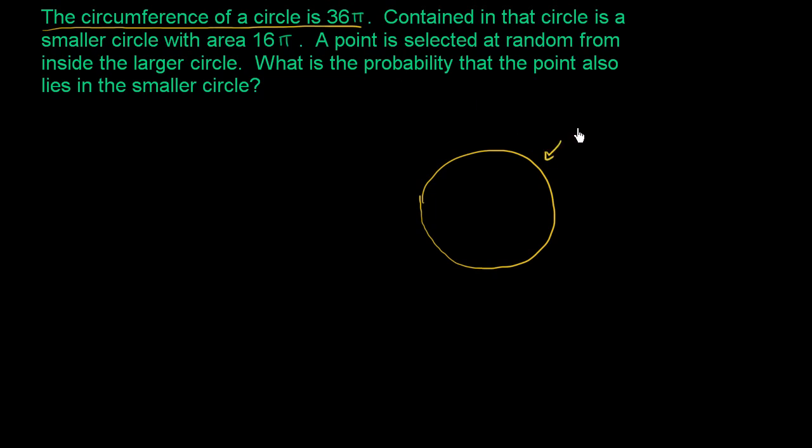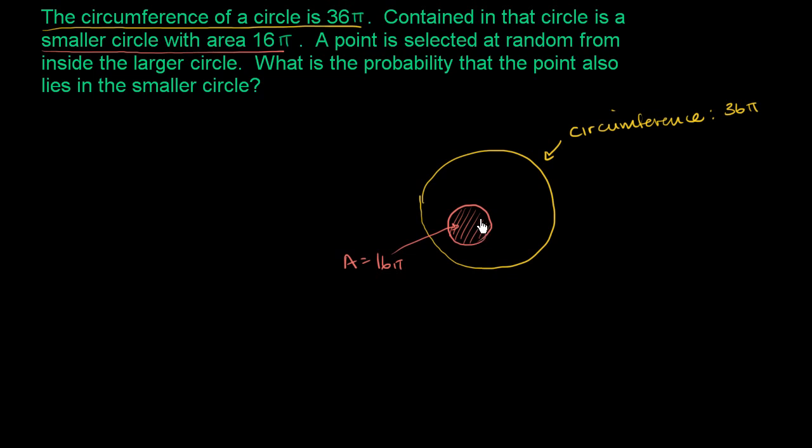They're giving us interesting information. The circumference is 36 pi. Then they tell us that contained in that circle is a smaller circle with area 16 pi. So inside the bigger circle, we have a smaller circle that has, this guy right over here, an area of 16 pi. A point is selected at random from inside the larger circle. So we're going to randomly select some point in this larger circle. What is the probability that the point also lies in this smaller circle?